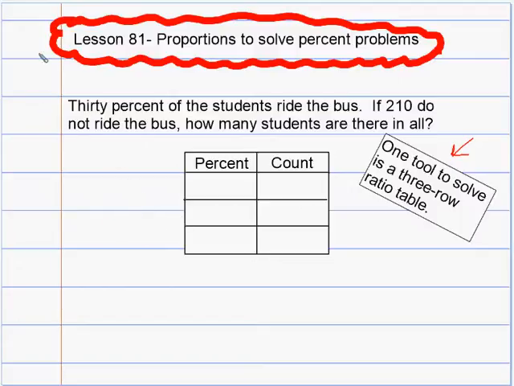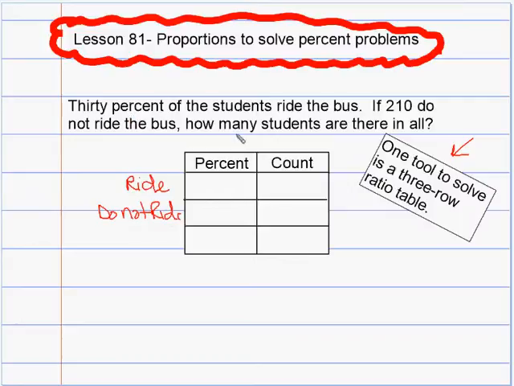So here's the scenario for you. 30% of the students ride the bus. If 210 do not ride the bus, how many students are there in all? So we have to fill in the information that we know in the appropriate boxes. 30% of the students ride the bus, so I'm going to write ride over here. This row will represent the students that ride the bus, and then the next row will be the ones that do not ride the bus.